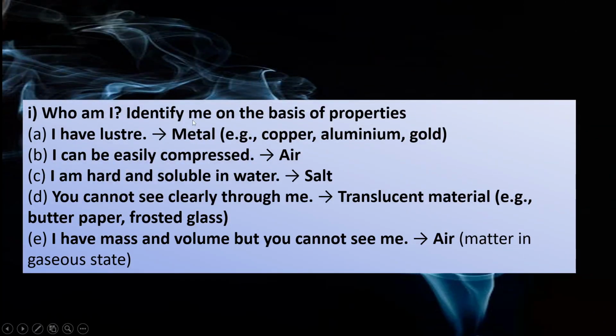First one, who am I? Identify me on the basis of properties. A. I have luster: metal, copper, aluminum, or gold, for example. B. I can be easily compressed: air. C. I am hard and soluble in water: that is salt. D. You cannot see clearly through me: translucent material, for example, butter paper, frosted glass. E. I have mass and volume, but you cannot see me: that is air, matter in gaseous state.